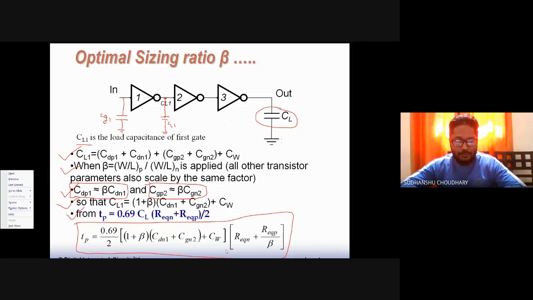Now we have to apply the same propagation delay concept which we saw here to this entire chain to find out the total delay at the output.